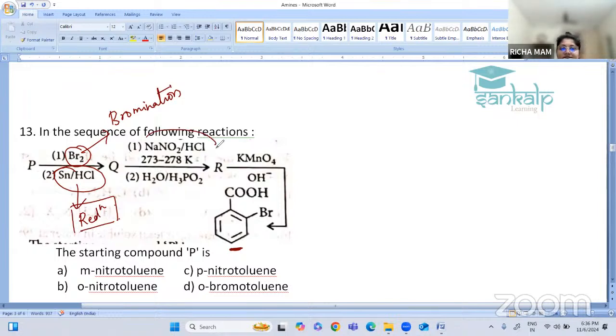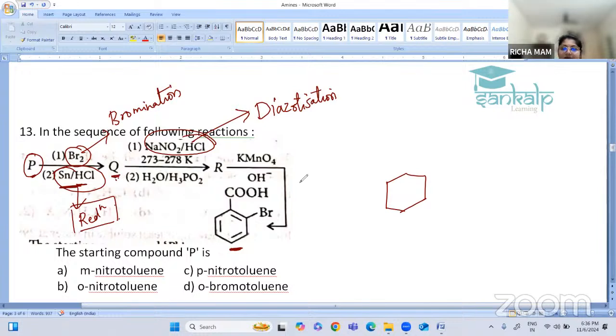Then NaNO2 in the presence of HCl is used for diazotization, right? When we have to do diazotization on aniline, right? So our starting product is having aniline. Sorry, not the starting one. Here we are reducing it, so our Q will be having aniline. Now here, what we are doing? Again bromination also, so bromine will be substituted. Already there is an amine group, so it is substituted by Br.